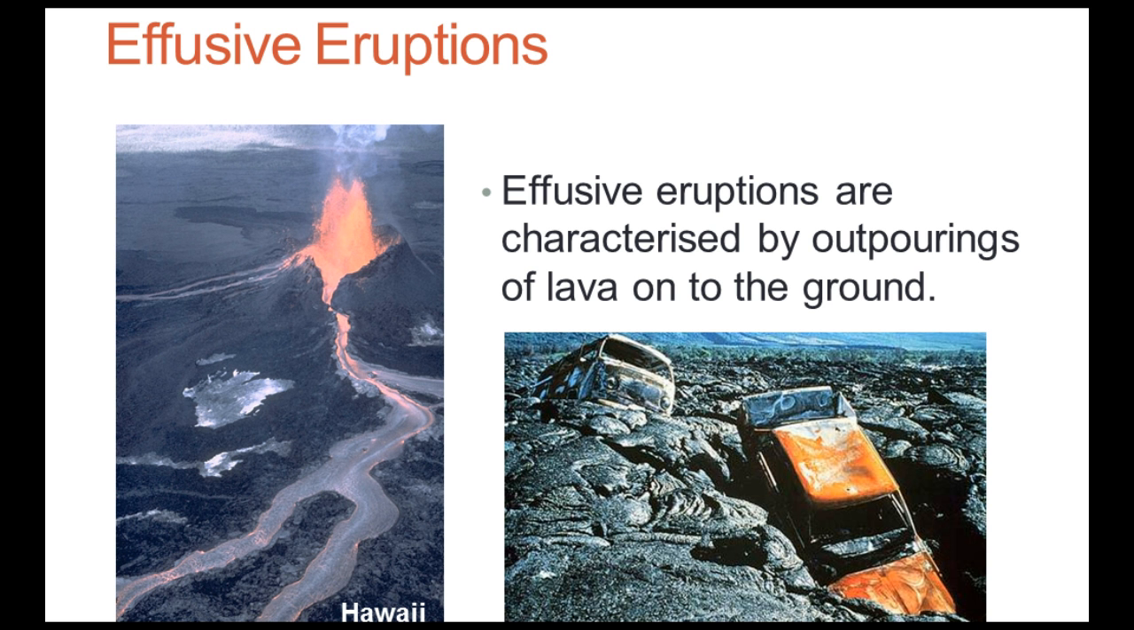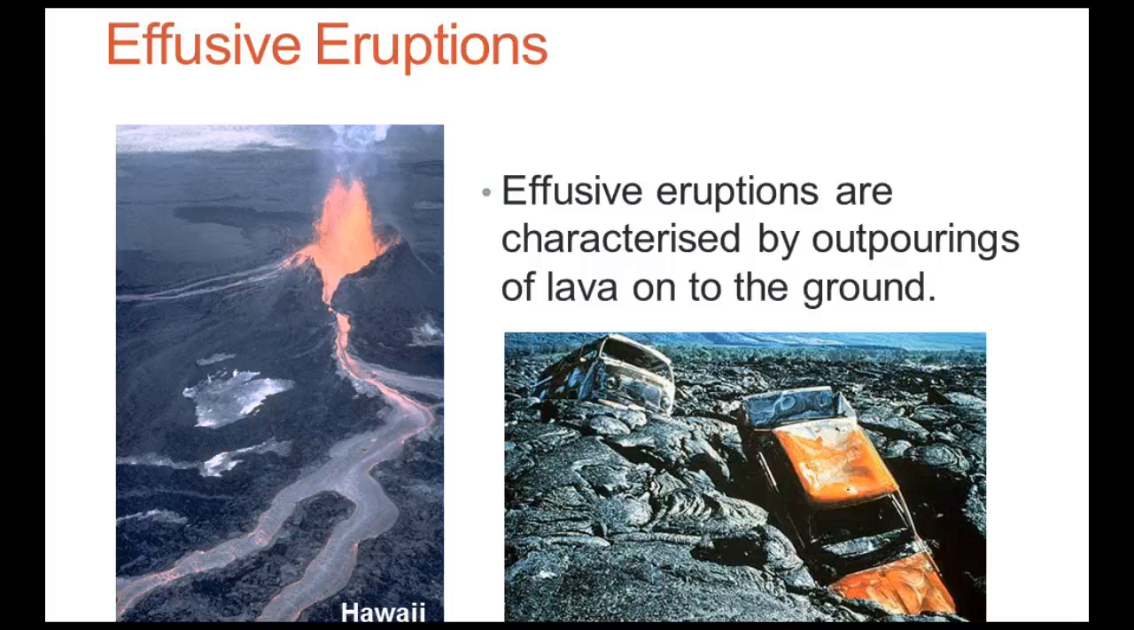Okay, we've already mentioned that effusive eruptions are characterized by the passive or very slow outpouring of lava onto the Earth's surface. Why does this kind of eruption actually happen? Well, it happens for two reasons. Let's get them in your notes.